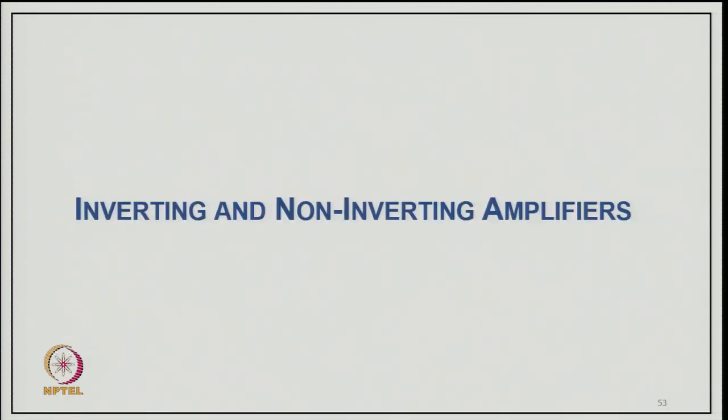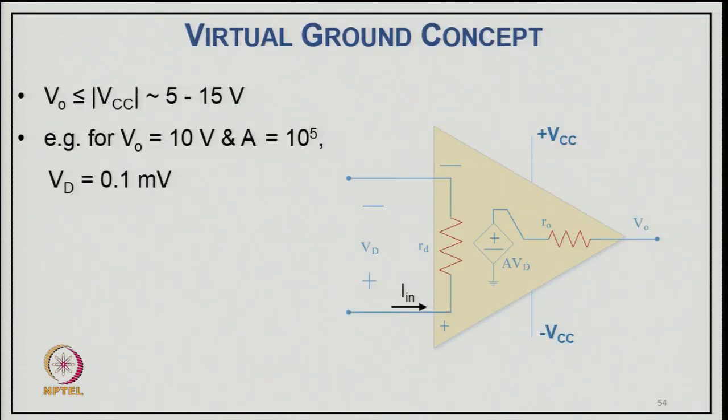Now coming to inverting and non-inverting amplifiers. Here we have the symbolic representation of the operational amplifier, which is typically a triangle. We have the output terminal, plus VCC and minus VCC, and two differential inputs, minus and positive. From the positive input, an input current flows with the differential input VD, RD is the input impedance, and RO is the output impedance, and with the gain we have an input which we apply with the amplification.